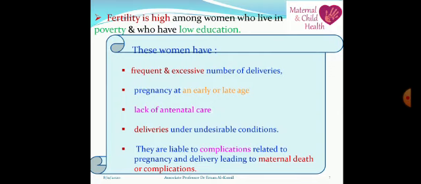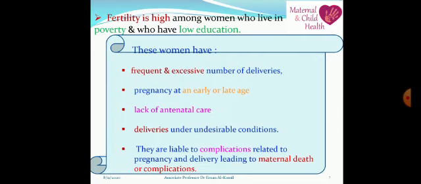So most of the women deliver at home under undesirable conditions. In addition, the umbilical cord of the child is sometimes cut with a non-sterile cutter or knife, and this will expose the baby to neonatal tetanus, and we will talk about this later on.